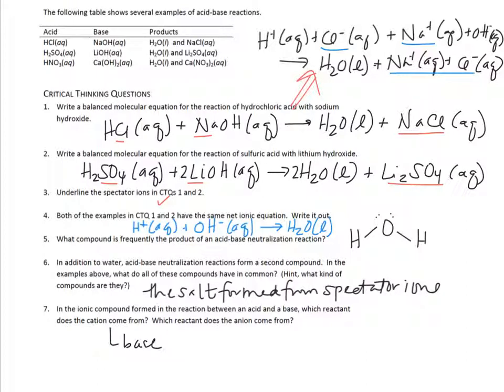Which reactant does the anion come from? Well, we can see the anion chloride came from the acid. The anion sulfate came from the acid. So the anion must come from the acid.